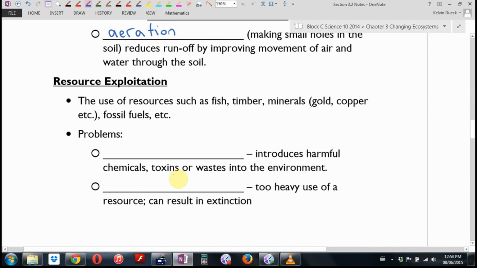Nearly done. Resource exploitation. This is the use of resources such as fish or timber or minerals, gold, copper, etc., fossil fuels, etc. What's the problem? Well, number one, contamination. We introduce harmful chemicals, toxins, or waste into the environment.